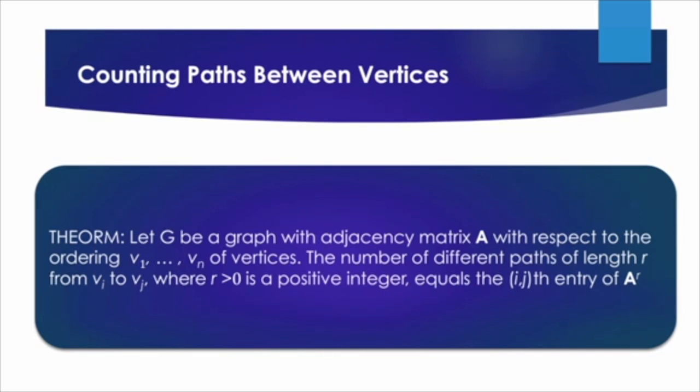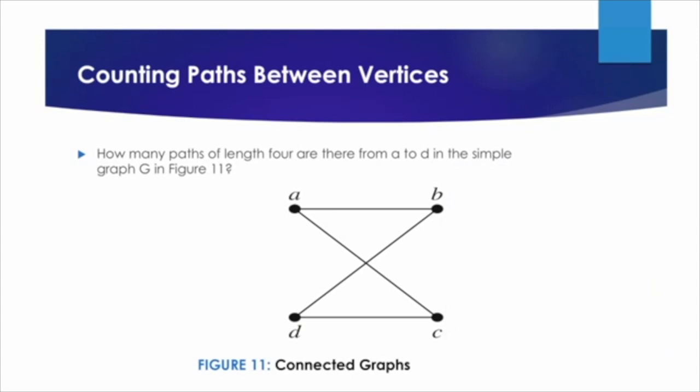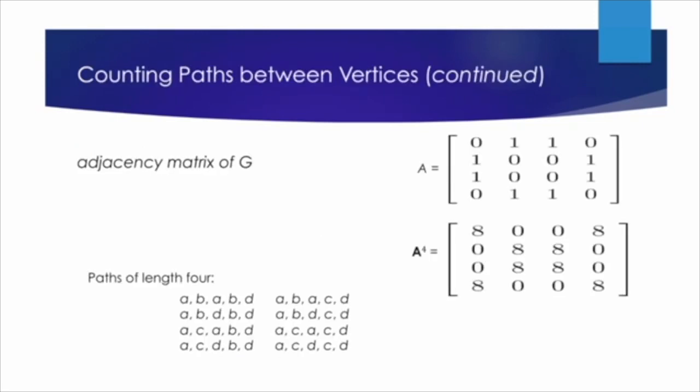To understand this theorem, let us take an example. How many paths of length 4 are there from A to D in the simple graph G in figure 11? The adjacency matrix of G, ordering the vertices as A, B, C, D, is shown in the figure. The number of paths of length 4 from A to D is the entry at row 1, column 4 of the matrix A to the power 4. So we have to do a matrix multiplication first in order to find A to the power 4. There are exactly 8 paths of length 4 from A to D.